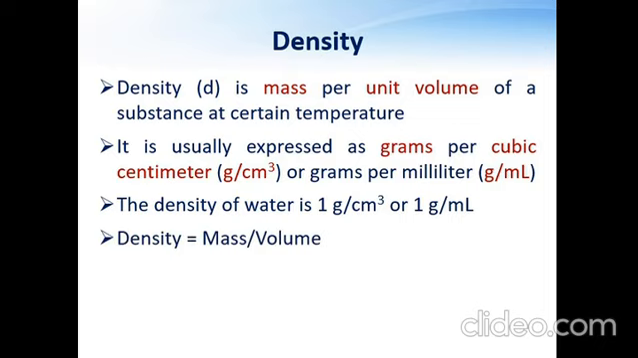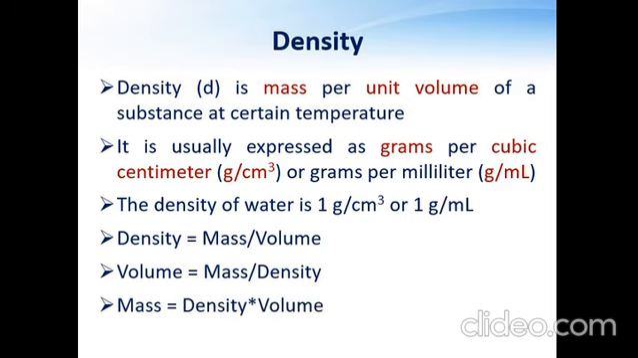If we look at the equation of the density from the definition, density is the mass divided by the volume. If we change the format and move the volume to the left side of the equation and density to the right side, volume is mass divided by density. Mass is density times volume. So there are 3 different formats including density, mass, and volume.